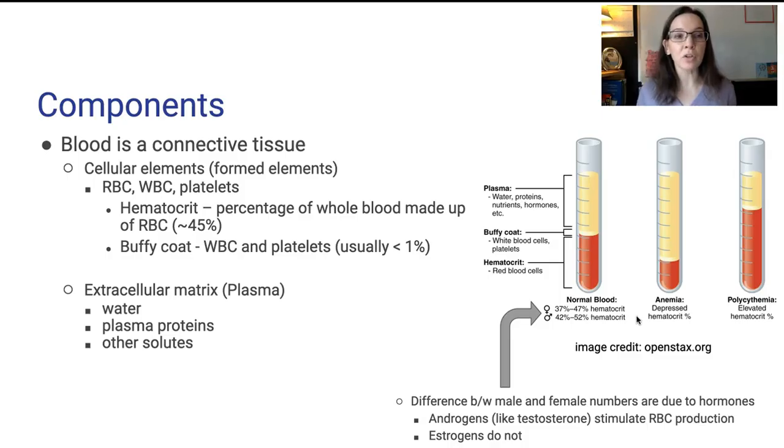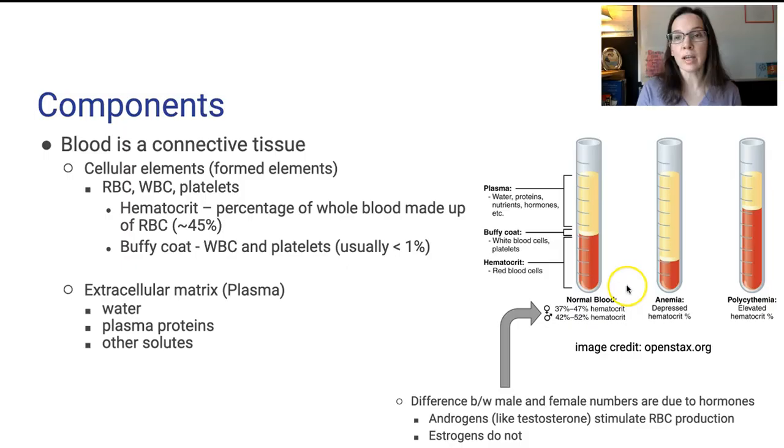Well, we have some cellular elements, which are what we call formed elements or cells: red blood cells, white blood cells, and platelets. And it has a non-living extracellular matrix, which is the blood plasma. So in the cellular elements or formed elements, we have these red blood cells, white blood cells, and platelets.